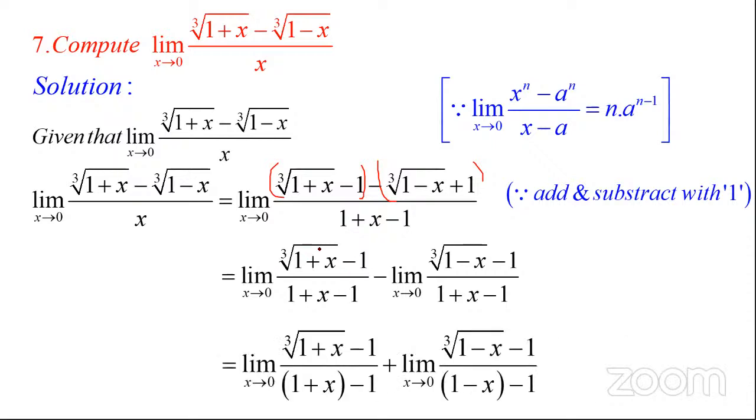So this is the limit of cube root of 1 plus x minus 1 by 1 plus x minus 1, minus the limit as x tends to 0 of cube root of 1 minus x minus 1 by 1 plus x minus 1. Here, observe this value is minus. Clearly here the value is minus. Just don't get confused here. This is a minus value, and I'm writing a minus value here too, but here a plus value. So how, sir? See this. Take minus common from the denominator.